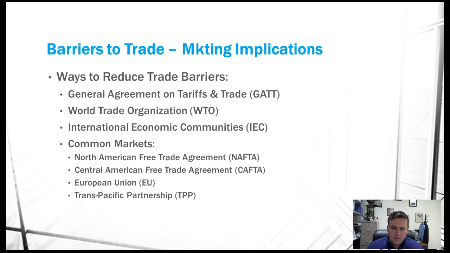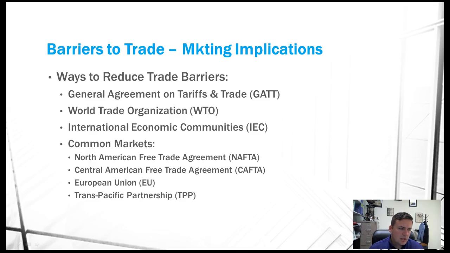Okay, so all of these trade barriers, there's different ways that we can reduce them. Again, by reducing trade barriers, you're more likely to have increased revenue in your organization, and the ability to expand globally. And so I want to go through a few of these ways to reduce trade barriers. The first one is the General Agreement on Tariffs and Trade, or the GATT agreements. This was founded in 1947, and basically it sponsored negotiations in order to reduce worldwide barriers to trade.